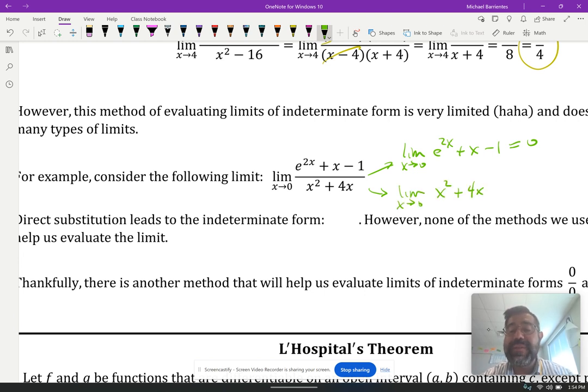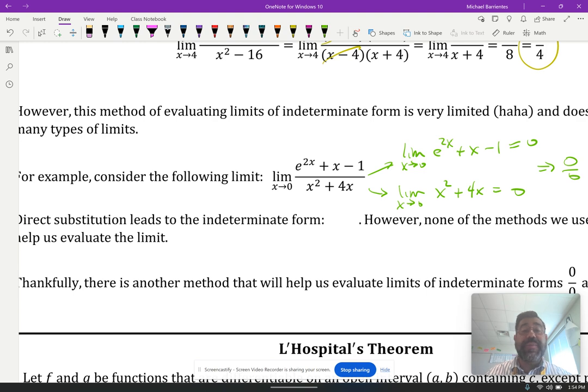So I took the limit of the top, took the limit of the bottom, and I get an indeterminate form, 0 over 0. However, in this case, there is no way to factor and reduce because this is not a polynomial function that can be factored. This is an exponential with a polynomial function. It's like a mixed function. So what do we do?